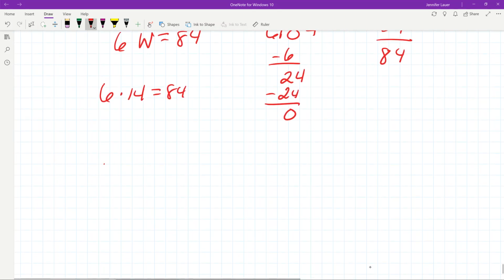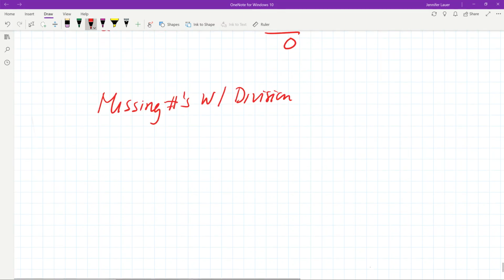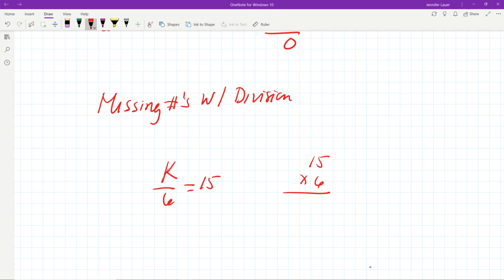Now let's talk about missing numbers with division. All right, so let's say we have something that looks like this: K divided by 6 is equal to 15. Again, you're going to do the exact opposite. So the opposite of division is multiplication. So I'm going to say 15 times 6. 6 times 5 is 6, 12, 18, 24, 30. I'm going to put down the 0, carry the 3. 6 times 1 is 6, plus a 3 is 9. So I can say K is equal to 90.